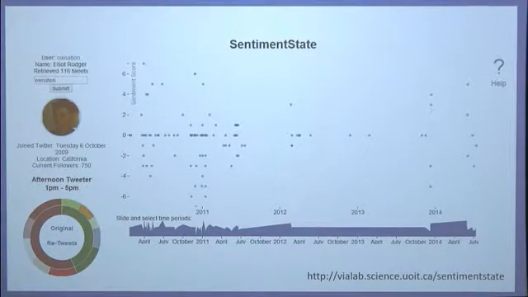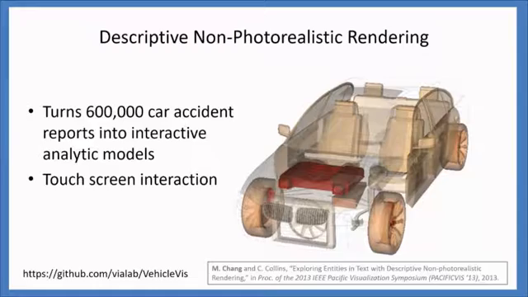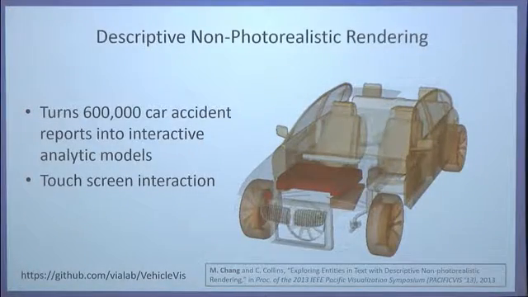I'll move on now to talk a little bit about car accident reports, so changing directions completely. Another area I'm interested in is creative uses of visualization to look at documents in a new way. In this example, we're looking at 600,000 car accident reports from the US National Highway Traffic Safety Administration, and we're turning them back into a rendering of a car. So it's a different way of looking at text visualization.